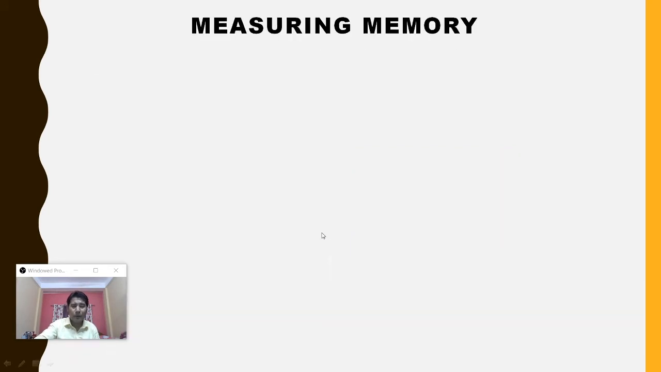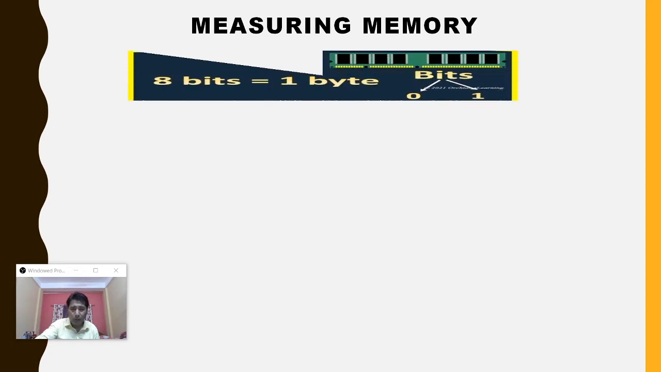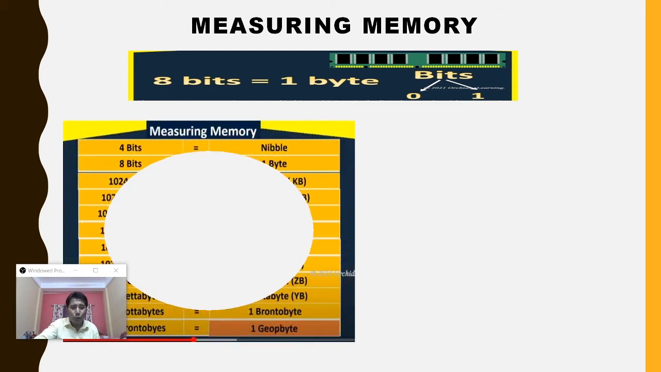Now, measuring memory. How do we measure a vegetable? We measure a vegetable using a kilogram. We measure our clothes using a meter. Similarly, the data in computers is measured using bytes. As we have already learned, 8 bits is equal to 1 byte.